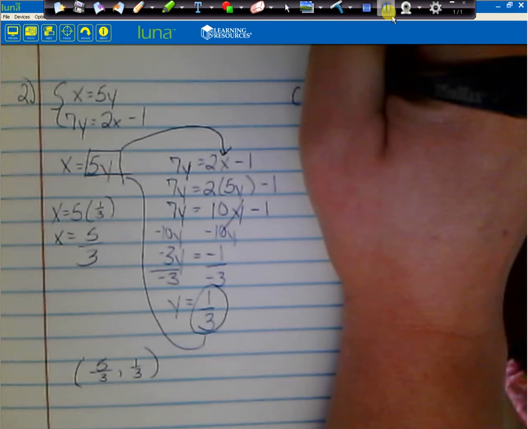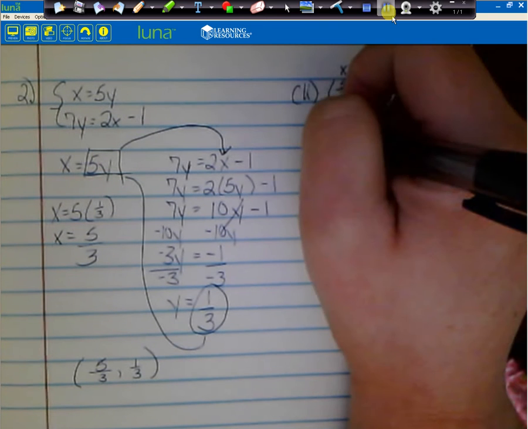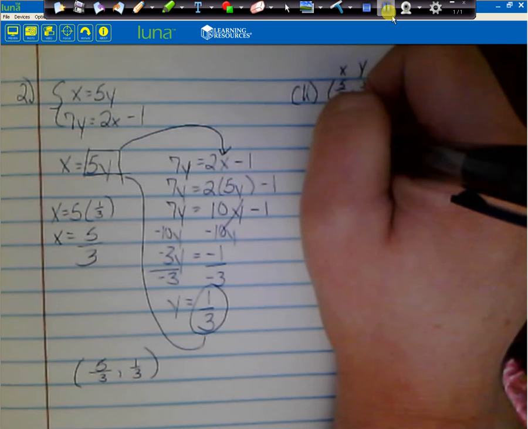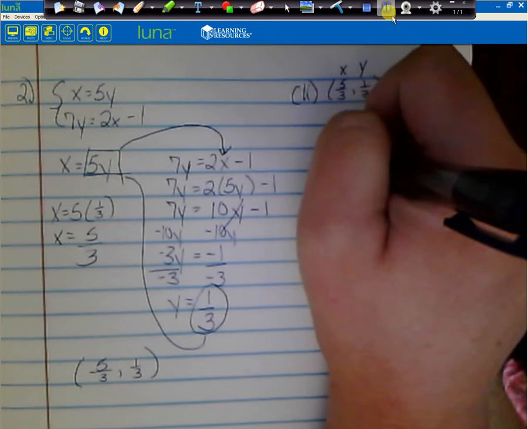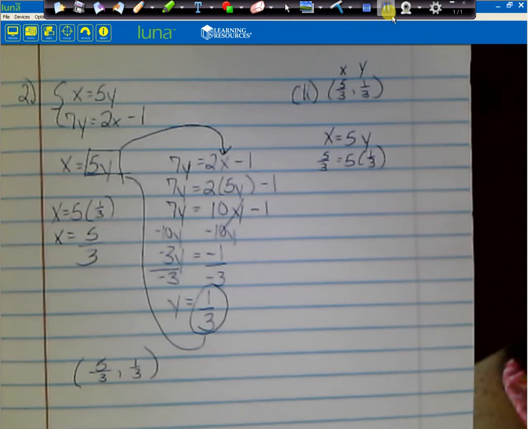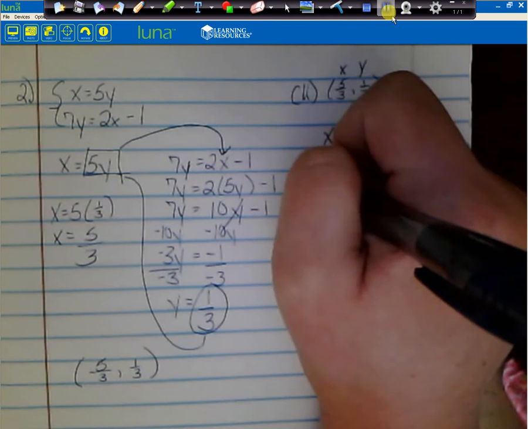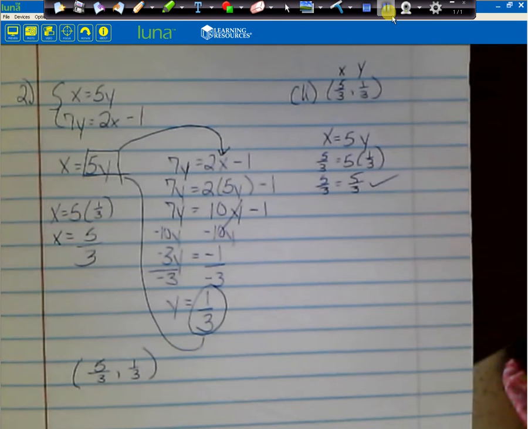This is my x and this is my y. We have to again check it in both. First one I'm going to check it in is x equals 5y. And instead of x, I'm going to put in 5 over 3. Instead of y, I'm going to put in 1 over 3. I'm going to plug that into my calculator, and I get 5 over 3 equals 5 over 3, and that checks out.